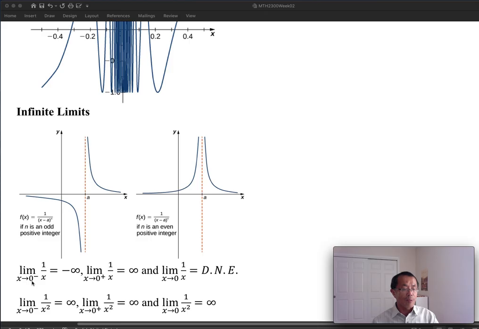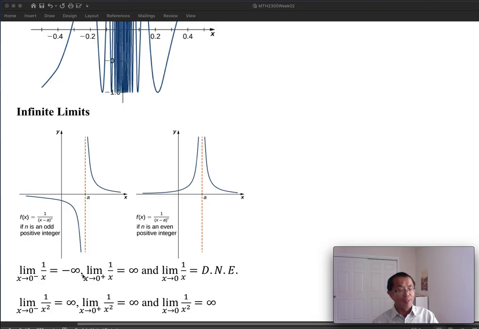Consider the limit as x approaches 0 of 1 over x. Remember there's a little minus sign here, a superscript minus sign, which really means x approaches 0 from the left. Keep in mind the x values are negative. So 1 over x is approaching negative infinity. To say it precisely, 1 over x is getting smaller and smaller.